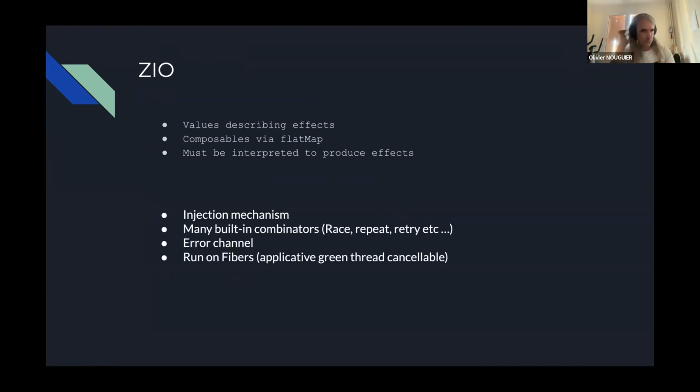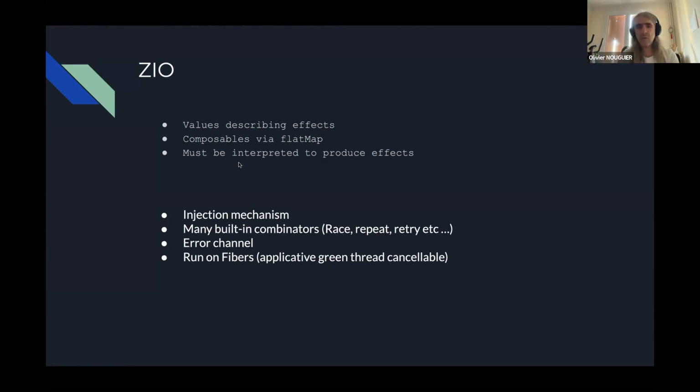So to resume, because I want to show code as quickly as possible: ZIO has values which describe effects. It's not running. It's not like a Future; when you run a Future, it has started. ZIO is nothing, just a description. I can produce this with this kind of error and so on. It's very composable via flatMap, which is done with for comprehension.